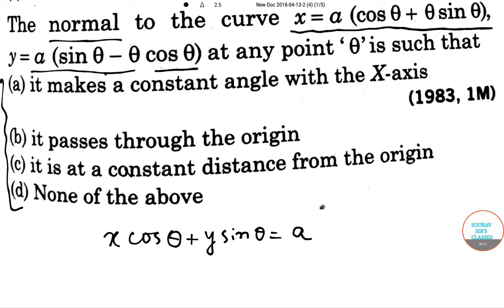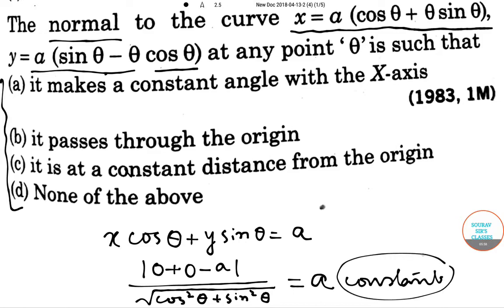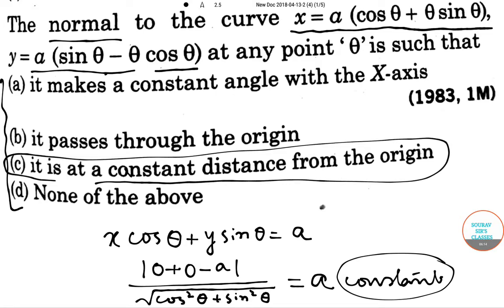So its distance from the origin will be this part divided by root over of cos square theta plus sin square theta, which is nothing but a, but a is a constant. Therefore, we can infer that the distance of its normal from the origin will be a constant. So, option C is the correct option, which says it is a constant distance from the origin.